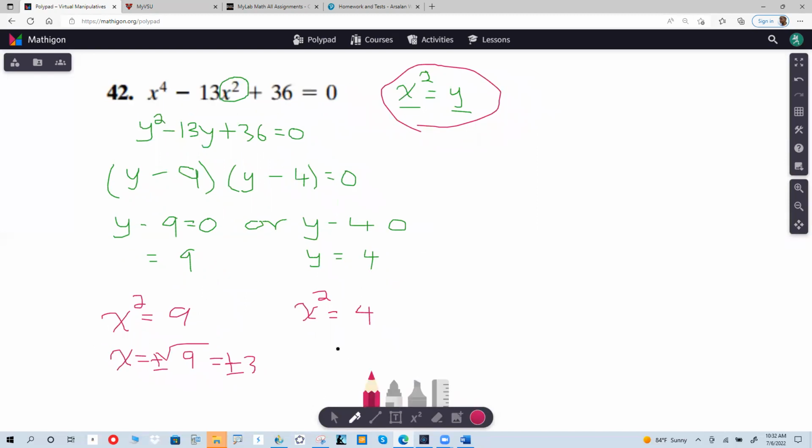And here, you're going to do the same thing. You're going to take the square root of both sides. The left-hand side will be x. The right-hand side will be square root of 4 is equal to plus minus 2.